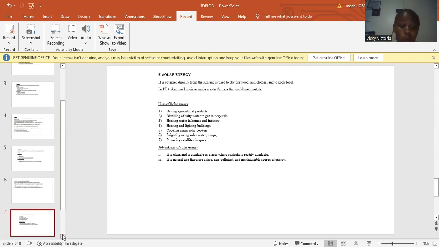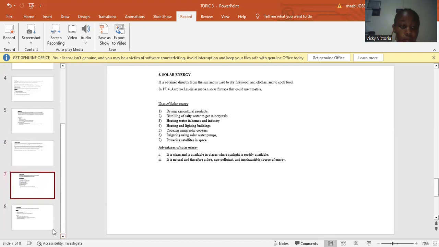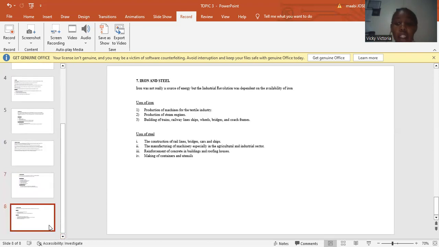We look at the last one, iron and steel. Iron was not really a source of energy, but the Industrial Revolution was dependent on the availability of iron. The uses of iron: production of machines for the textile industry, production of steam engines, and building of trains, rails, and railway lines. Then the uses of steel: the construction of rail lines, bridges, cars and ships.